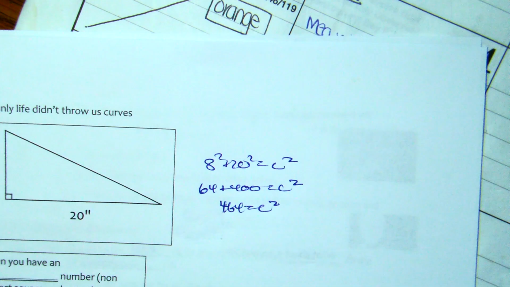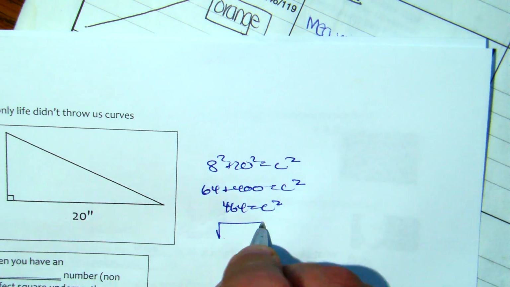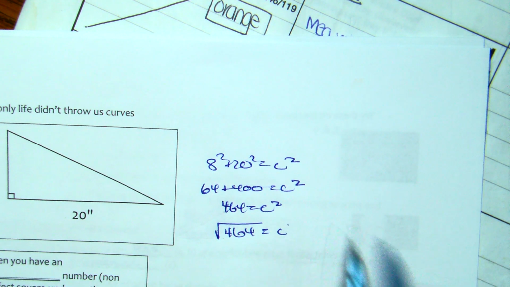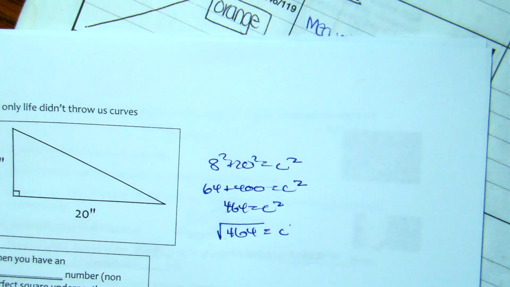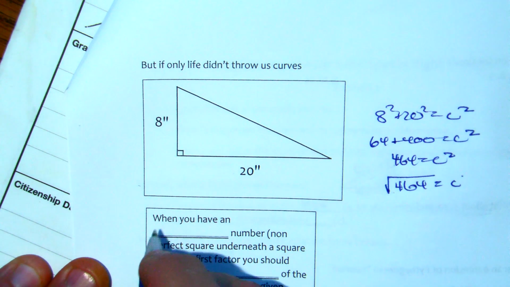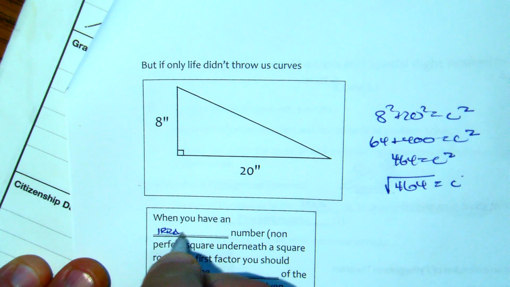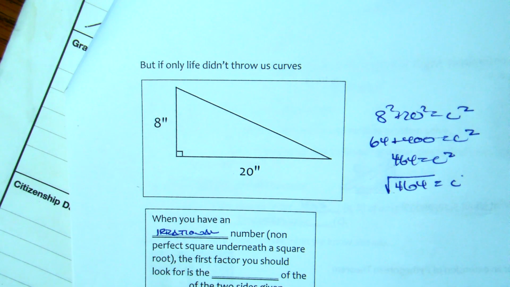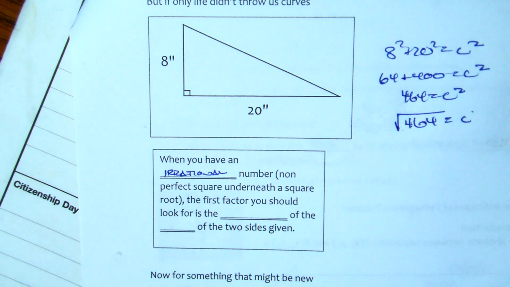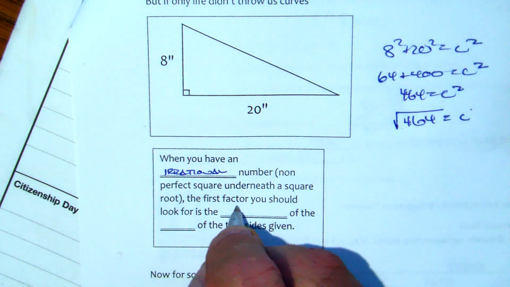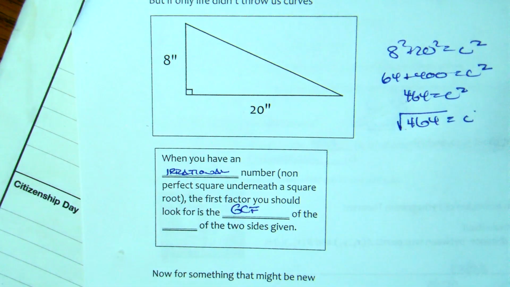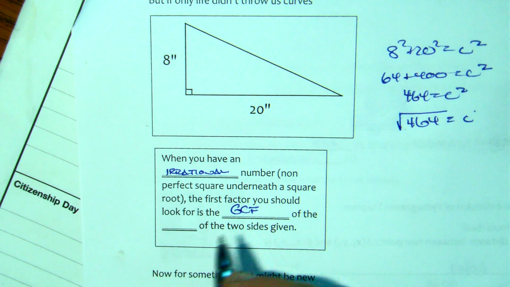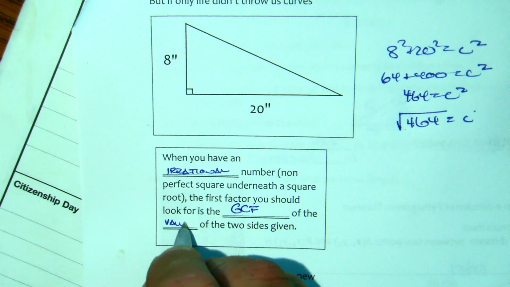So what we want to do is simplify radicals as we practiced in class previously. So the square root of 464 equals C. When you have an irrational number, an irrational number is a square root that doesn't come out to be a perfect square. The first factor you should look for when simplifying, which we're going to do for a second, is the GCF, or greatest common factor, of the values of the two sides given.